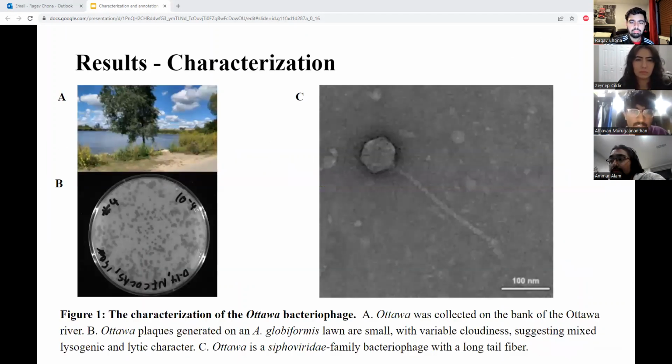Here's the characterization. We'll discuss location, plaque, and phage family. The sample containing Ottawa was collected on the Ottawa riverbank. Ottawa's plaques are considered small and cloudy, which suggests it undergoes lytic and lysogenic cycles. And upon TEM imaging of Ottawa, it was decided it belongs to the Siphoviridae family, in accordance with its 270 nanometer tail length, with infective specificity against Arthrobacter globiformis.